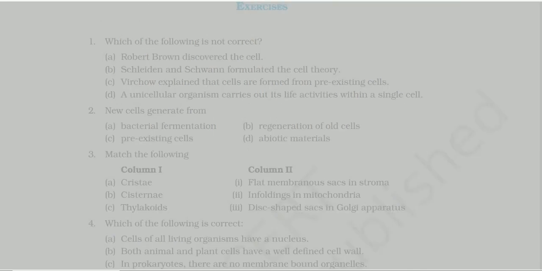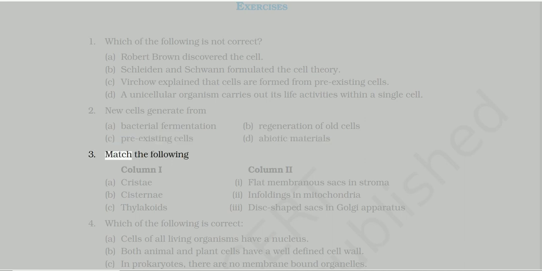Exercises. 1. Which of the following is not correct? A. Robert Brown discovered the cell. B. Schleiden and Schwann formulated the cell theory. C. Virchow explained that cells are formed from pre-existing cells. D. A unicellular organism carries out its life activities within a single cell. 2. New cells generate from: A. Bacterial fermentation. B. Regeneration of old cells. C. Pre-existing cells. D. Abiotic materials.